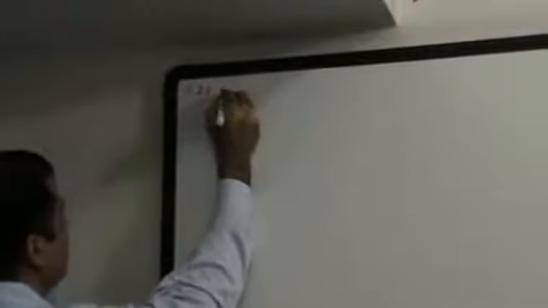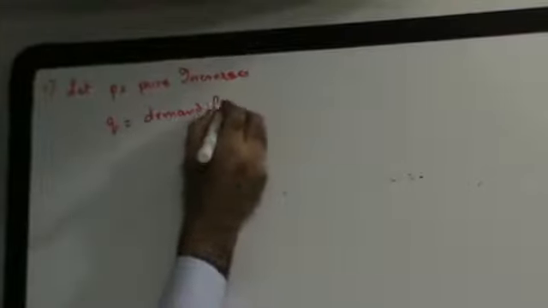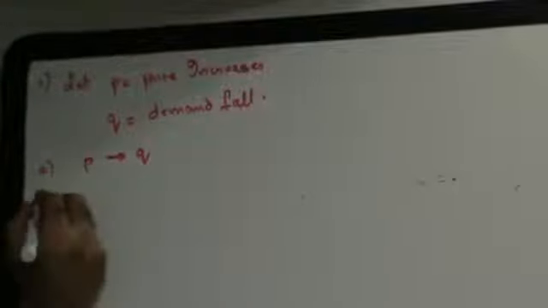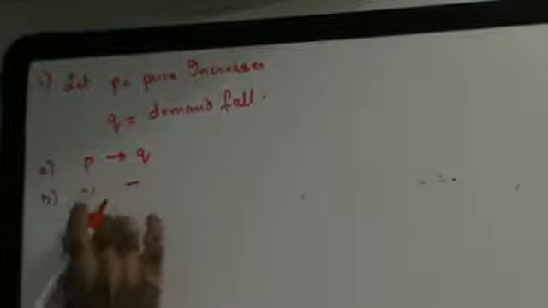Now let us assume that P is equal to price increases, and Q is equal to demand falls. Now let's see the statements. They are saying that if price increases, then demand falls. So symbolically this is going to be written with an implication. Next, if price does not increase, then demand does not fall.